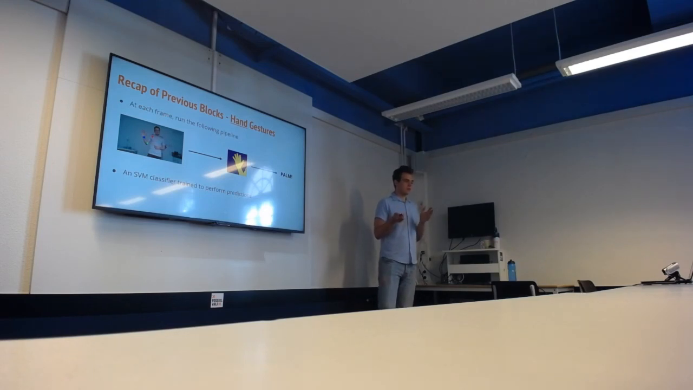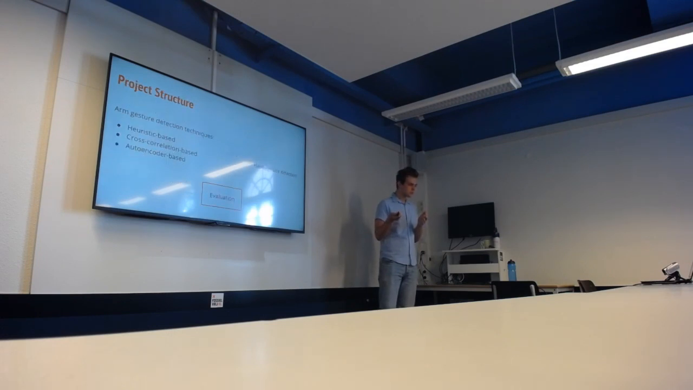At each frame, during the following pipeline, extract certain key points, say wrist, then segment out the region of the hand, and detect whether it is a palm or not, using an SVM classifier which has been trained beforehand. So we have multiple concepts for today, so we would like just to show you what our project structure is. What we did during the project was hand gesture detection techniques. So they were heuristics based, cross correlation based, and autoencoder based. And we also dealt with hand gesture detection.